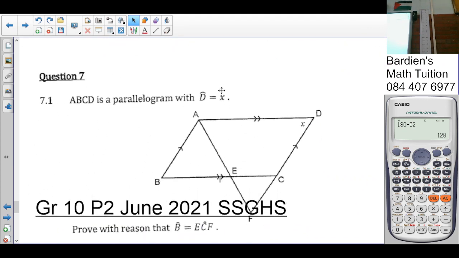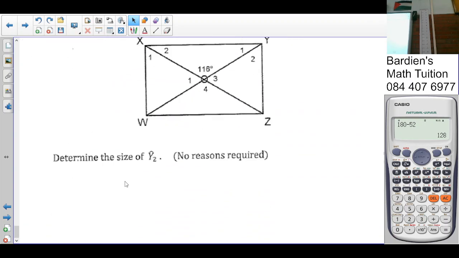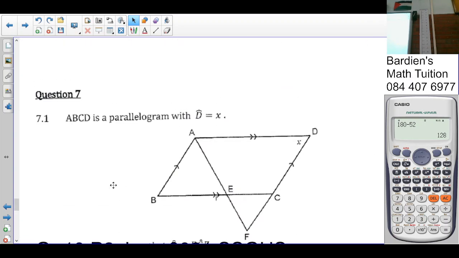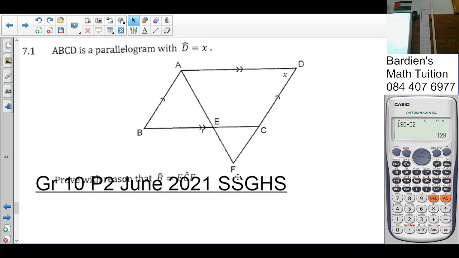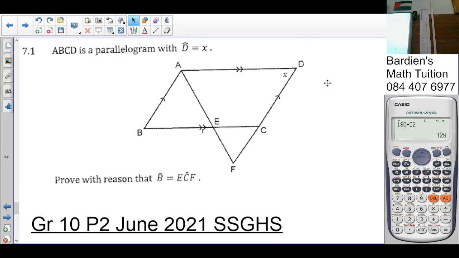Question 7. This is the last question. Right, question 7, we are told that ABCD is a parallelogram with angle D equal X. Okay, there's your X. Prove with reason that angle B is equal to EFC. EFC. So we must prove those two angles are equal. Okay. So where do we start from here? Sorry? Oh, ECF. This angle here is equal to that, no?